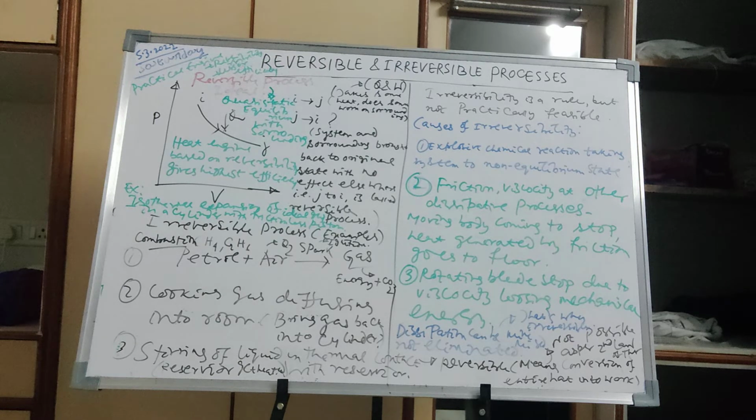Then we derived the expression for efficiency and coefficient of performance, and then we said that efficiency can never be equal to 1, or coefficient of performance can never be equal to infinity, because you cannot convert all the heat into work. So those are the second law of thermodynamics.